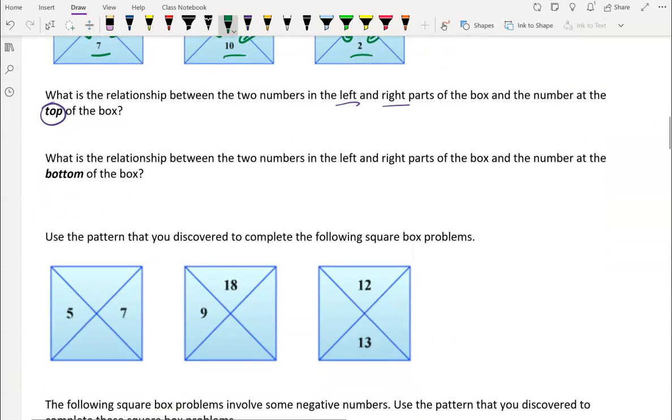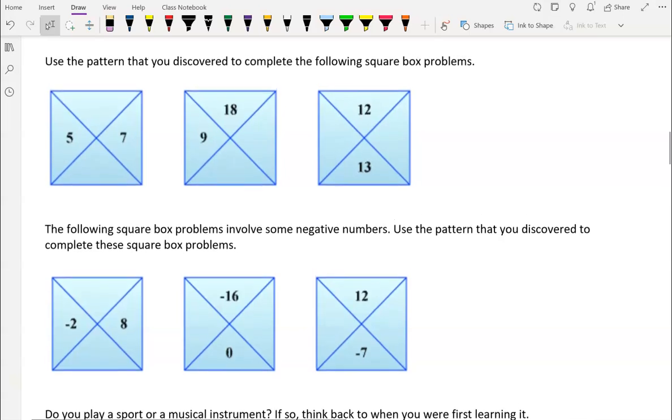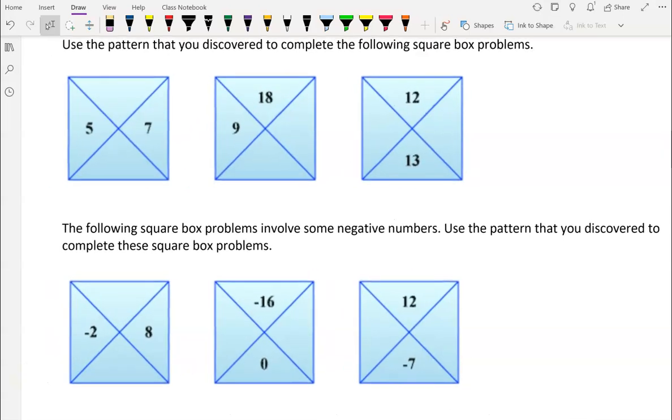All right, well, we're going to use the patterns that you discovered to complete the following square box problems. So give these a try, pause the video, and get back to me when you're done.